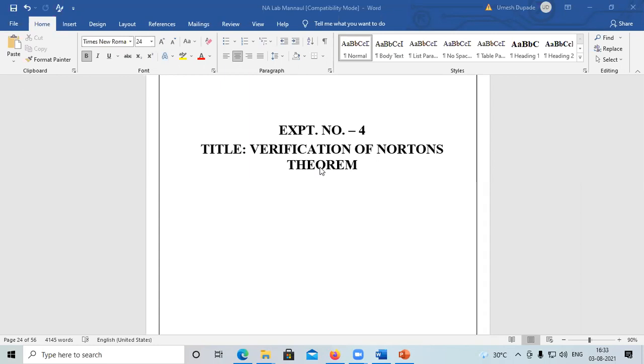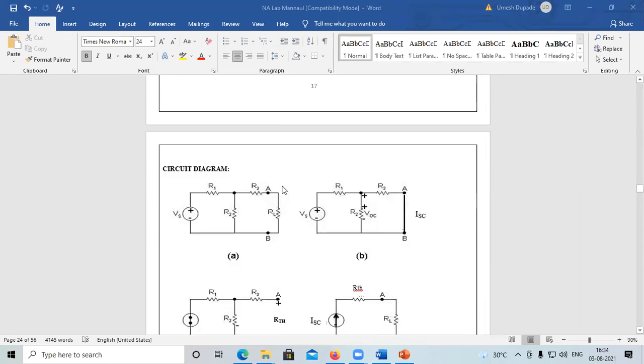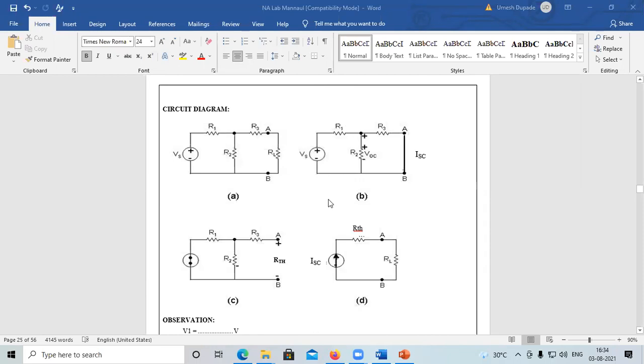By applying this procedure, we calculate the values of IN and Rn, and these values can be verified with our simulated values. The value upon simulated value verify करणार. If it is the same, then we can call it a verification, hence we verify Norton's theorem.